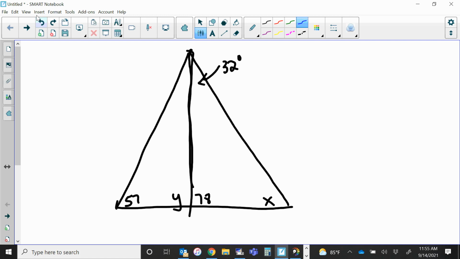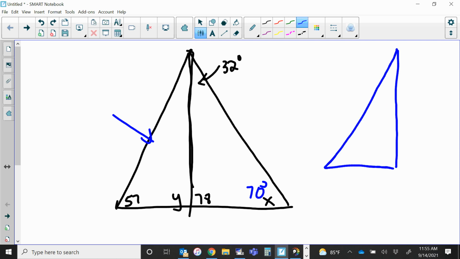Okay? We all understand how we got 70 for x. Does that make sense? You with me? Okay, let's look at this triangle right here. What if I was just trying to use the triangles to solve for this y? What if I didn't use linear pair? Well, isn't this 57 plus y? Do I know what the measure of this angle is right here?